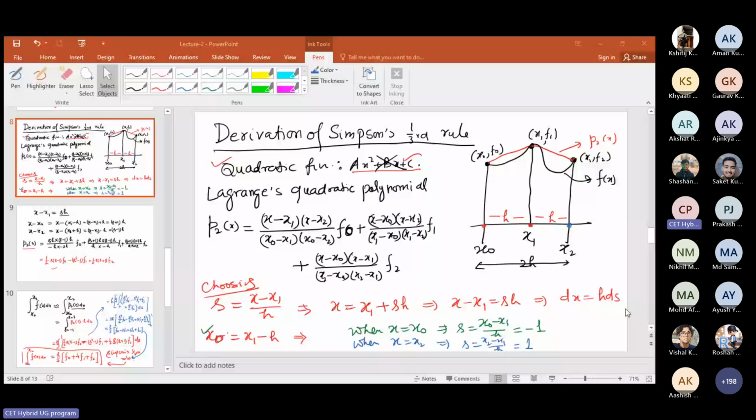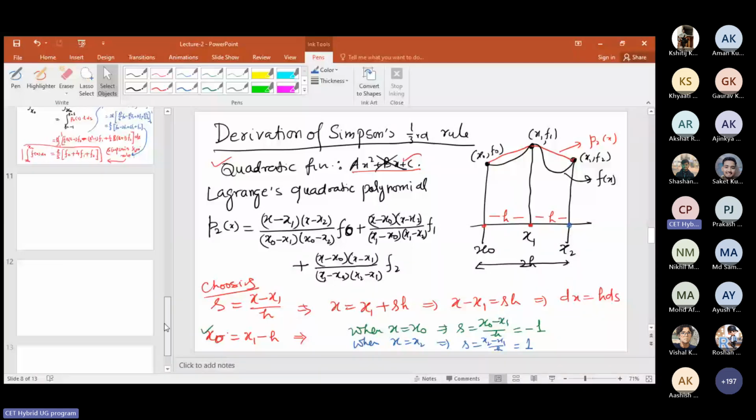तो मुझे लगता है कि आपको काफी कुछ समझ में आ गया होगा सिम्पसन्स 1/3 कैसे निकालते हैं। ठीक है, तो this is where I will stop today. Or I think I can do one more example. Let me see. So we can probably do one more example, and then maybe then we will stop. So let us do one more example. This will probably help you.